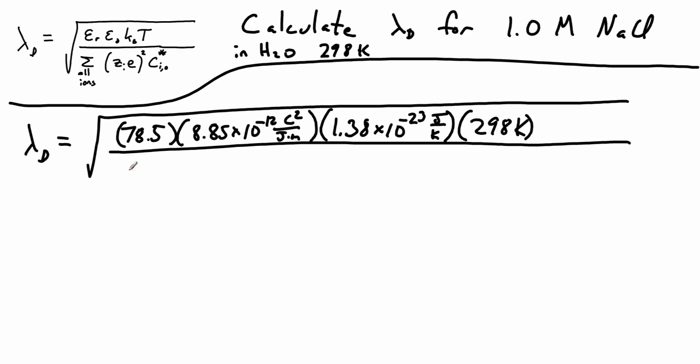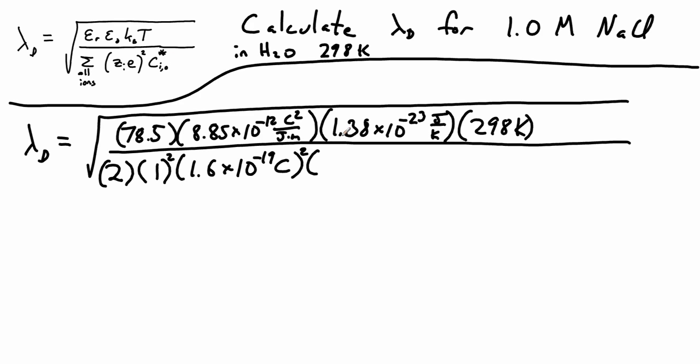On the bottom, we have a summation for all the different ions that are present. Well, there's only two, the sodium and the chloride. And since it's a one-to-one salt, we have 1 molar concentration of sodium and 1 molar concentration of chloride ions. So we're just going to multiply by 2 and write out the expression for one of the terms. The charge on a sodium or chloride is 1. Put in the charge on an electron. And we have to square both of those. And then we have the concentration.